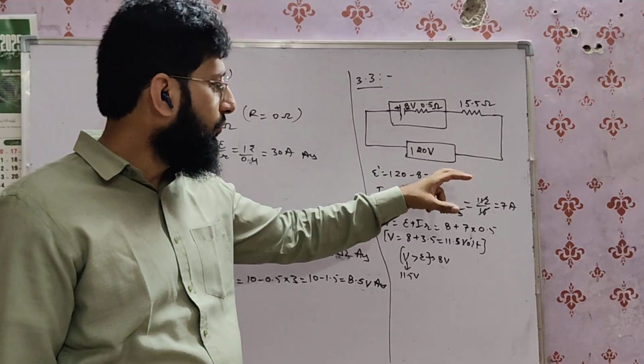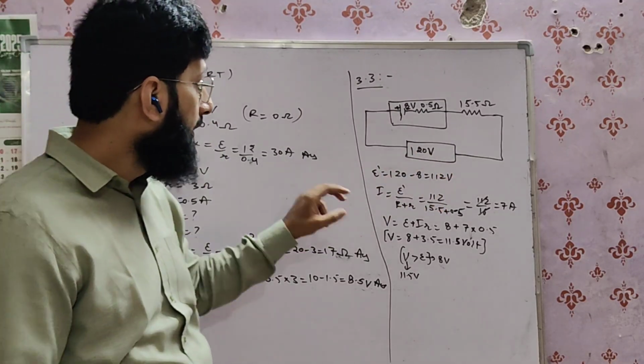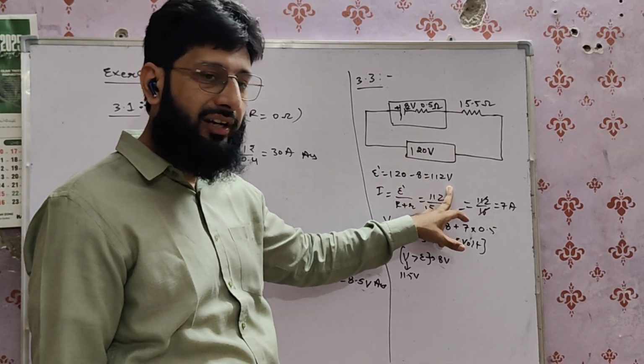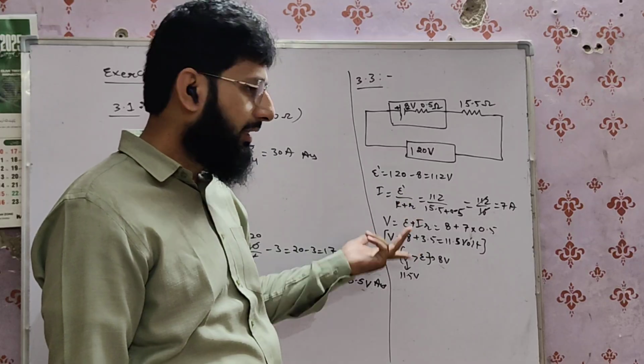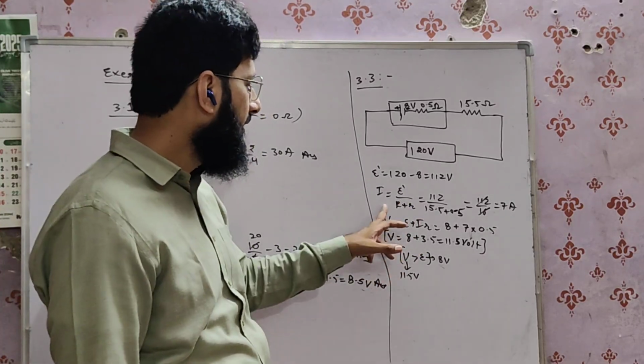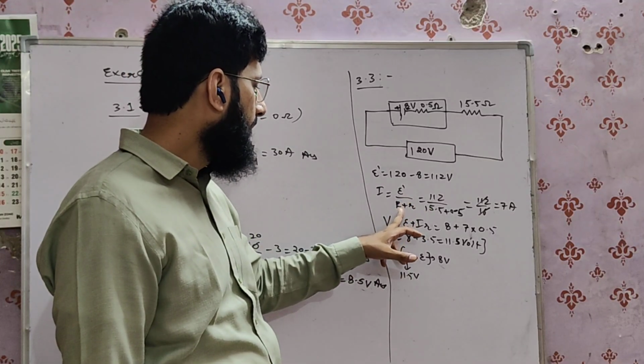And who is charging the 8 volt cell? The storage battery whose voltage is 120 volt. So the net voltage of the circuit is 120 minus 8, 112 volt. Current is given by the current equation. You can watch my previous videos, you will get the equation, from where it comes. E dash upon R plus r.